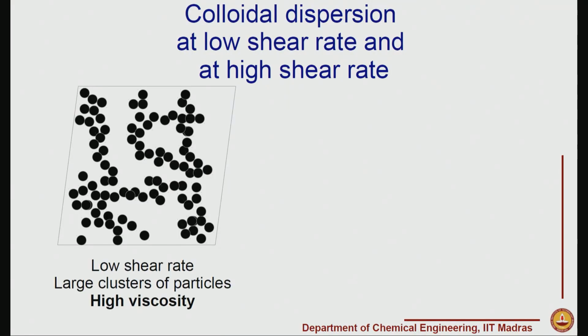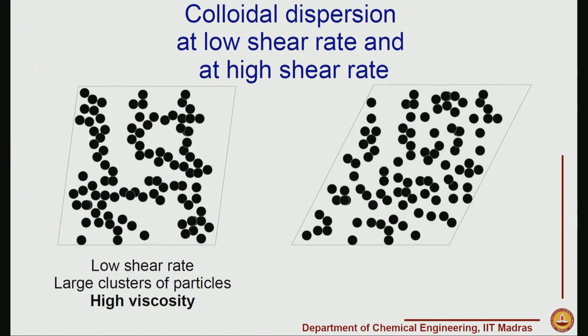And so, when a sphere is falling through this kind of a very high network of colloidal particles, then the sphere is likely to experience a higher viscosity, because of the larger clusters which these colloidal particles make. On the other hand, if we now apply a very high shear rate to this colloidal dispersion, what ends up happening is these large colloidal clusters actually start breaking up, and now what we see is a large number of smaller isolated clusters.